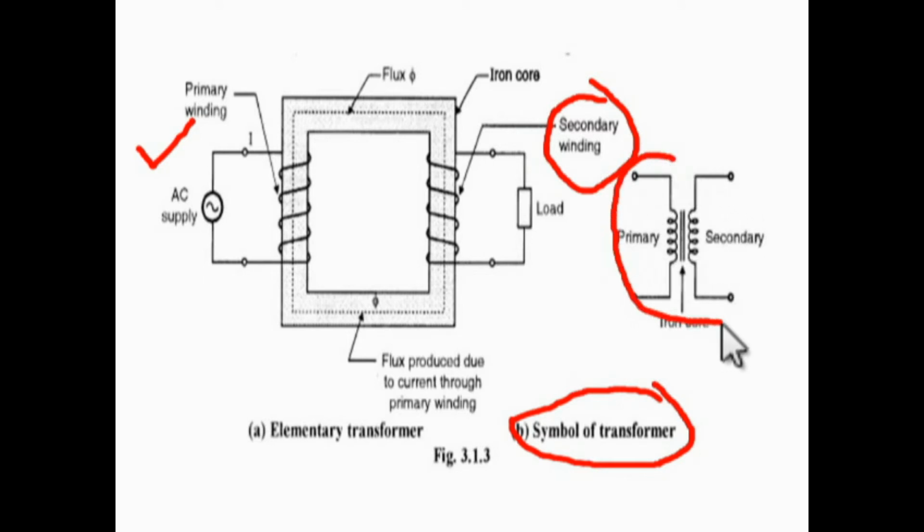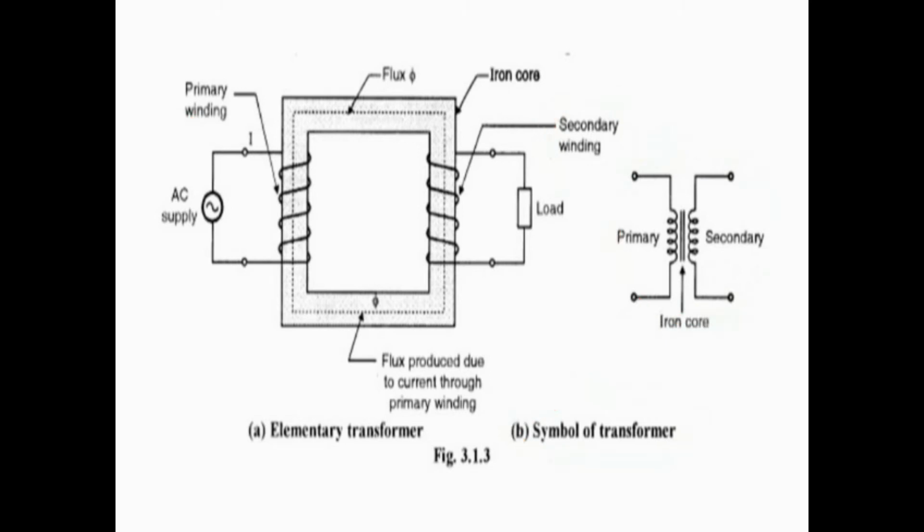Okay, this is the symbol of a transformer. This is called the electrical equivalent of a transformer. And guys, these two parallel lines represent the iron core. So this is the symbolic diagram of a transformer, and this is the elementary construction diagram of a transformer.